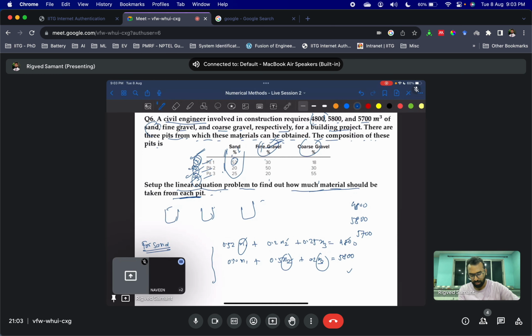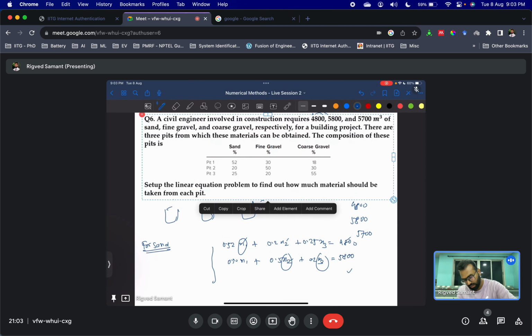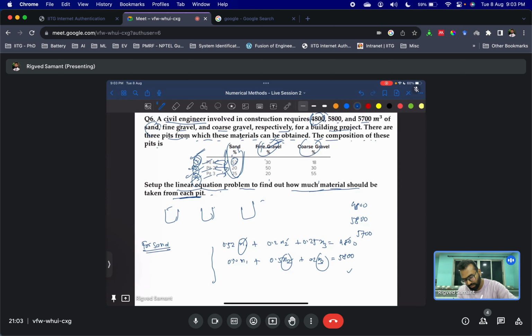Okay, sir, getting signal. Yeah. Actually, only sand it is said, right? For sand, from all the pits, how much will you take from each pit, how much percentage will you take? So it will be a product of this, right? x1, x2, x3. If you add these three, it will be about pit 1. So which one will you equate it to?